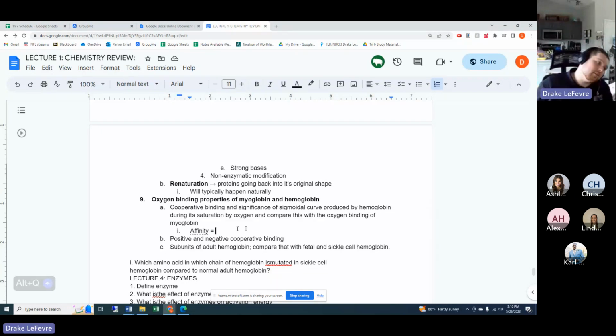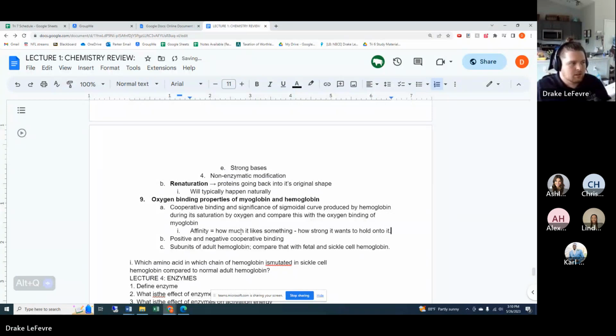Okay. So you brought up the good word of affinity, right? Affinity is kind of like how much it likes something, and how strong it wants to hold on to it. So for example, hemoglobin, one of the things that it wants to hold on to is oxygen. The other one that it really holds on to a lot is carbon dioxide.